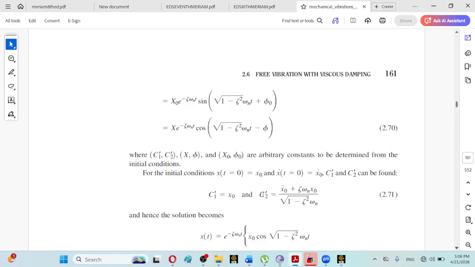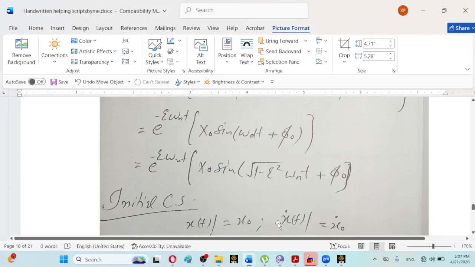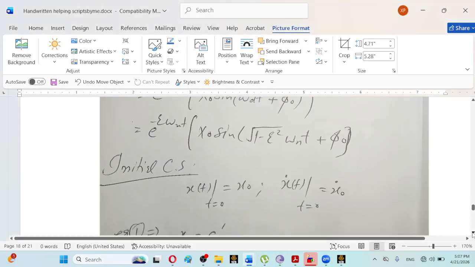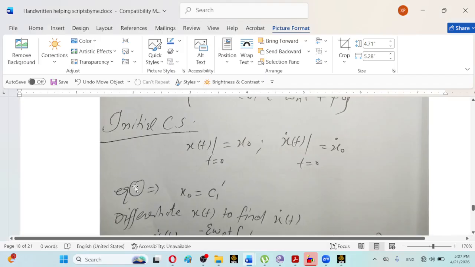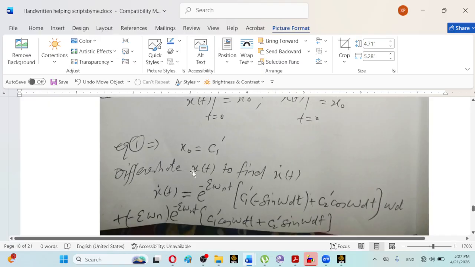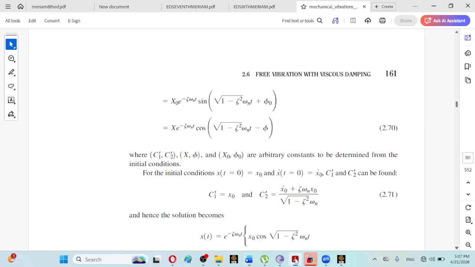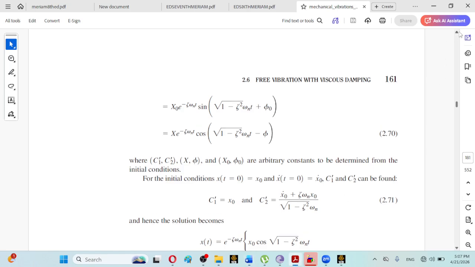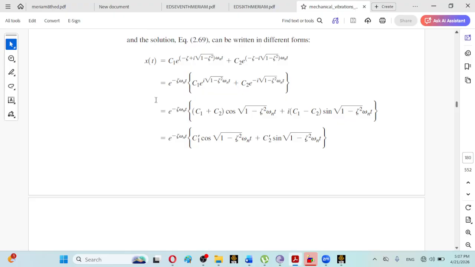And the other constant is c2 dash, so how will this constant be obtained? I have solved it here for your facility. As you can observe, initial conditions have been used here. Equation 1 gives x naught directly as c1 dash, and after that we will be differentiating x(t) to find x dot t. Remember, we will be taking the derivative of this equation.